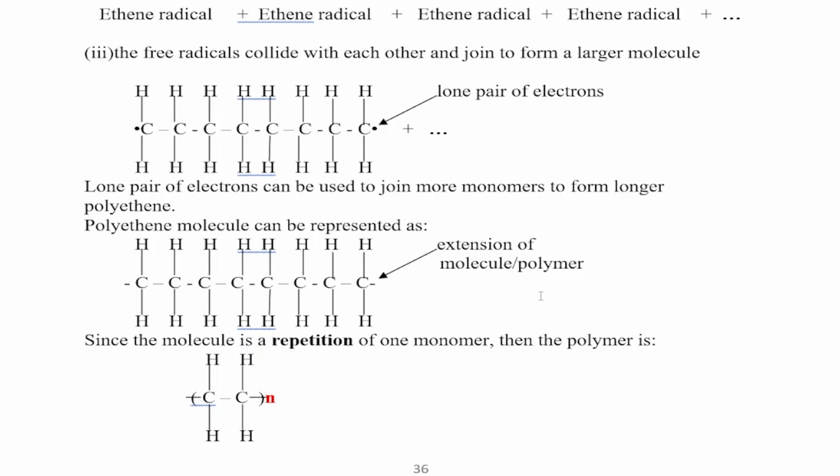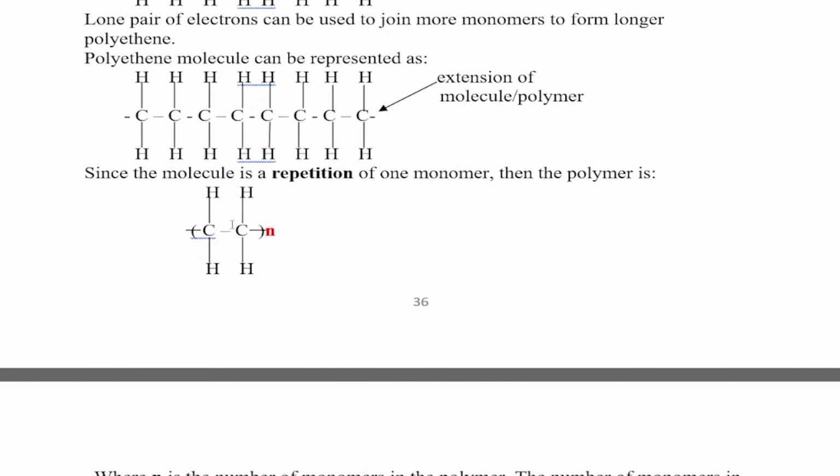But when I draw the one that you can see down there, this is one showing what you call a repeat unit. And when I draw one repeat unit, I put an n. The n tells you that this structure can repeat itself n number of times.